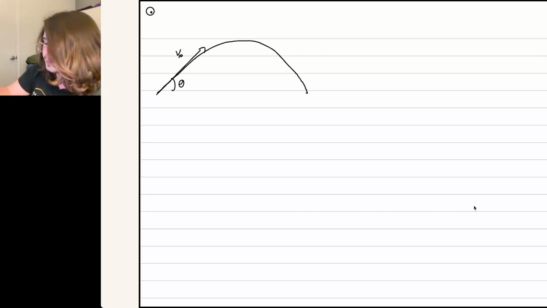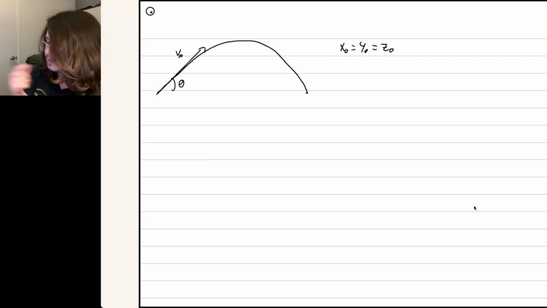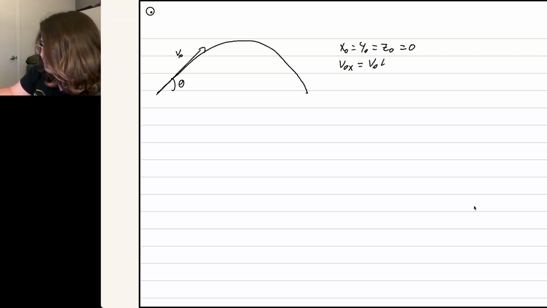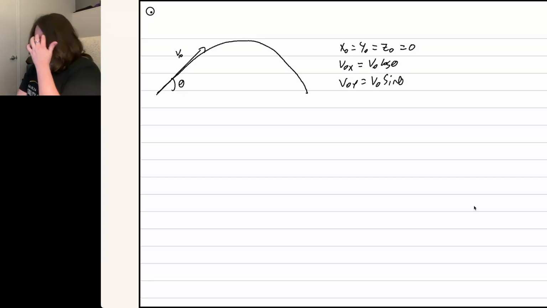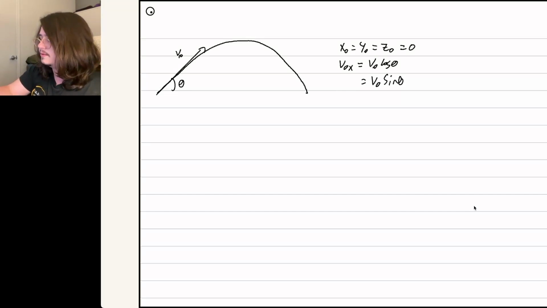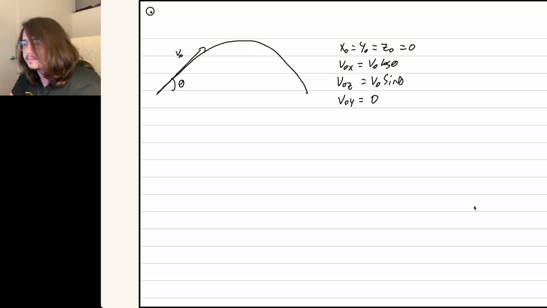Trivially, I'm going to set the starting position to be the 0 vector. And then the initial velocity in the x direction is going to be v naught cosine theta. And then in the y direction, it'll be v naught sine theta. Or no, that's in the z direction. My bad. In the z direction. It's pointing east, and x is east. There's no initial y velocity.